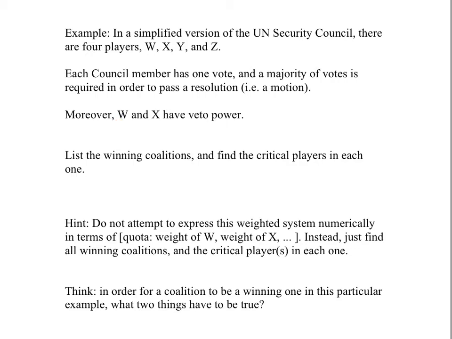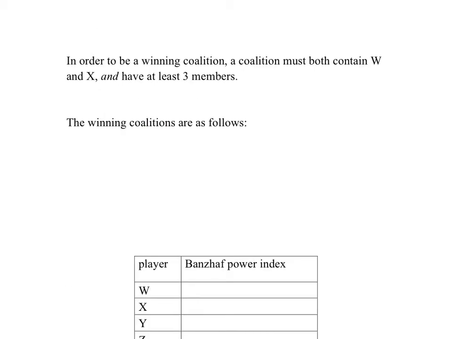So the task was to list winning coalitions and find the critical players in each, and the caution was, do not attempt to express this in terms of numerical quota and weights, although it turns out there is a way to do that. It's not the obvious way. Instead, just find all the winning coalitions based on this pair of criteria for passing a resolution. To put it briefly, in order to pass a resolution, a winning coalition must contain both W and X, and it has to have at least 3 members.